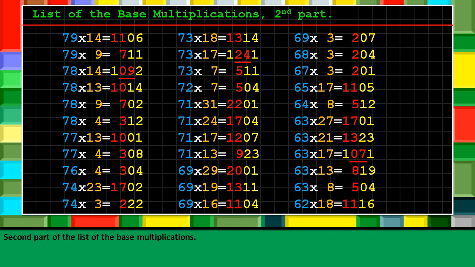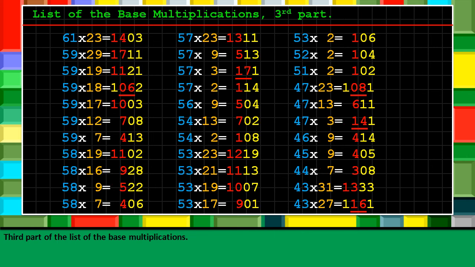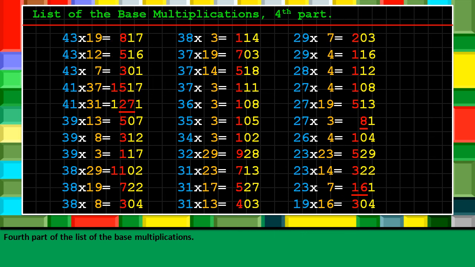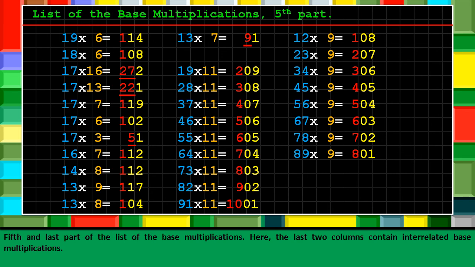Second part of the list of the base multiplications. Third part of the list of the base multiplications. Fourth part of the list of the base multiplications. Fifth and last part of the list of the base multiplications. Here, the last two columns contain interrelated base multiplications.